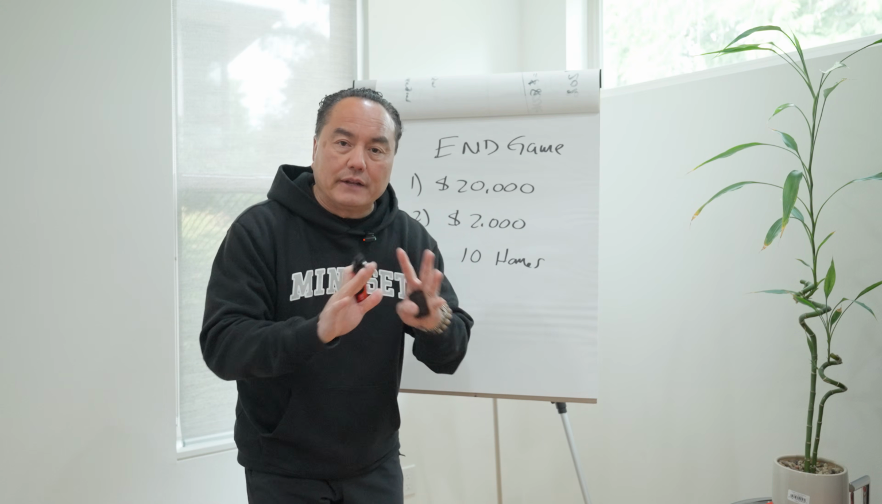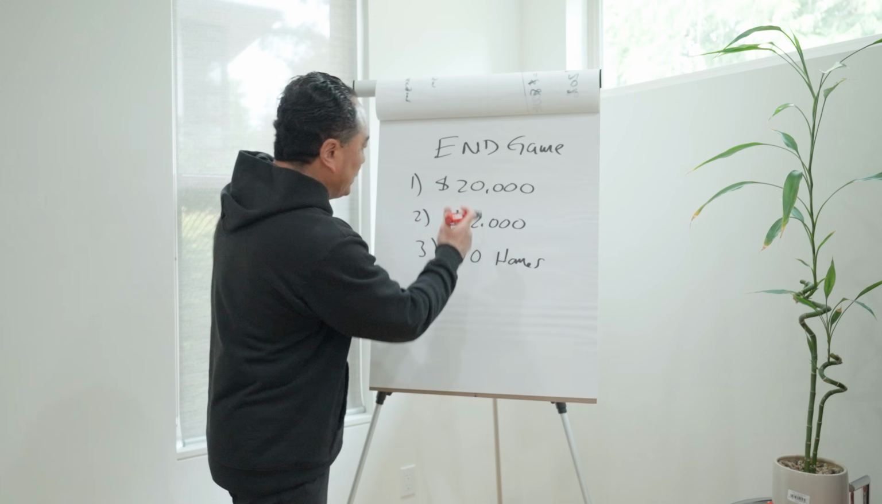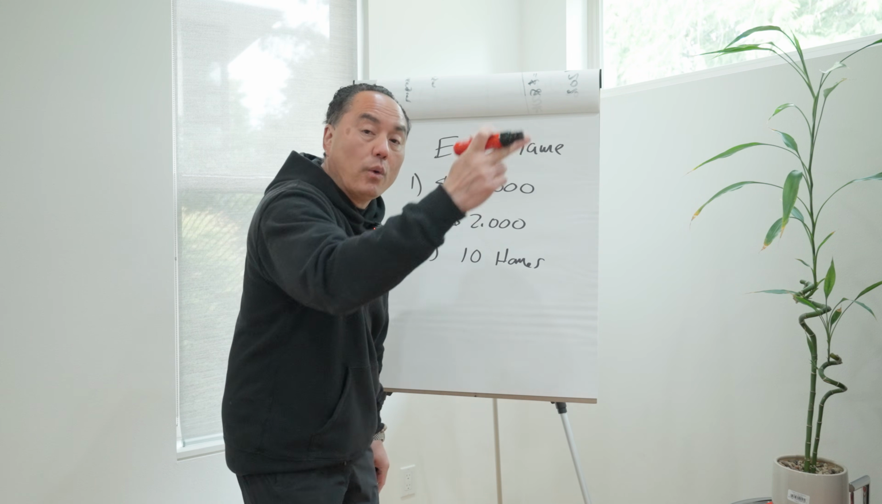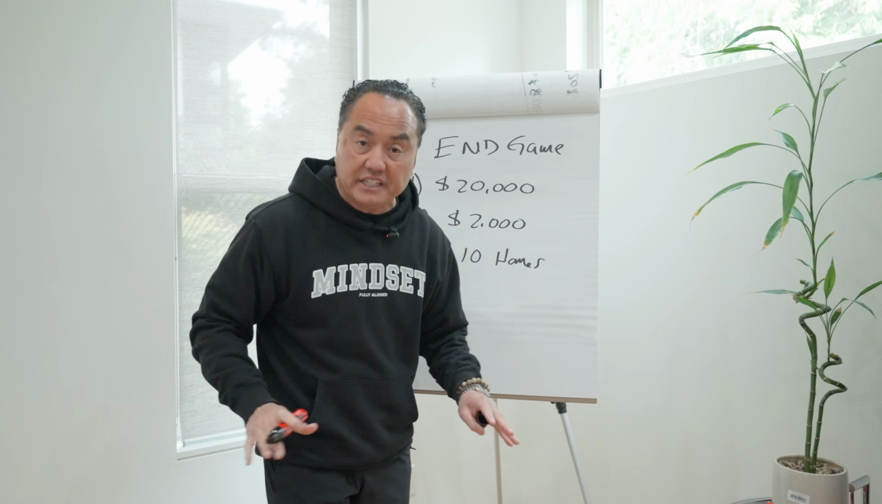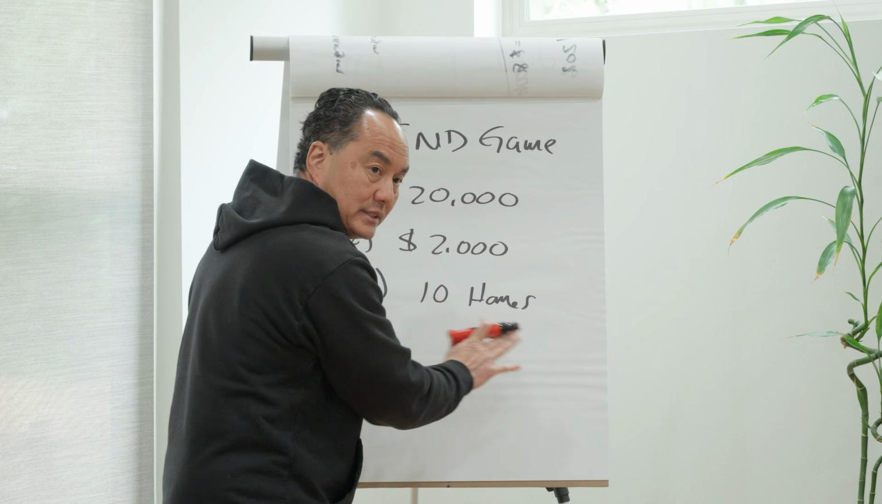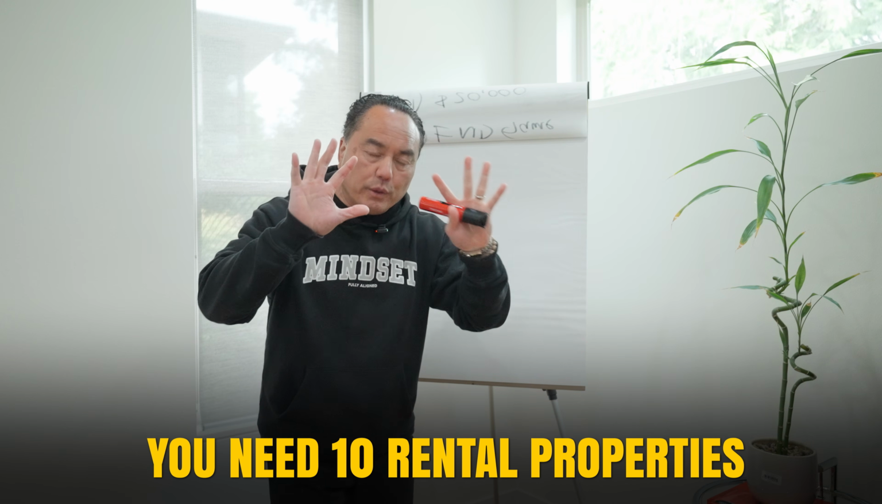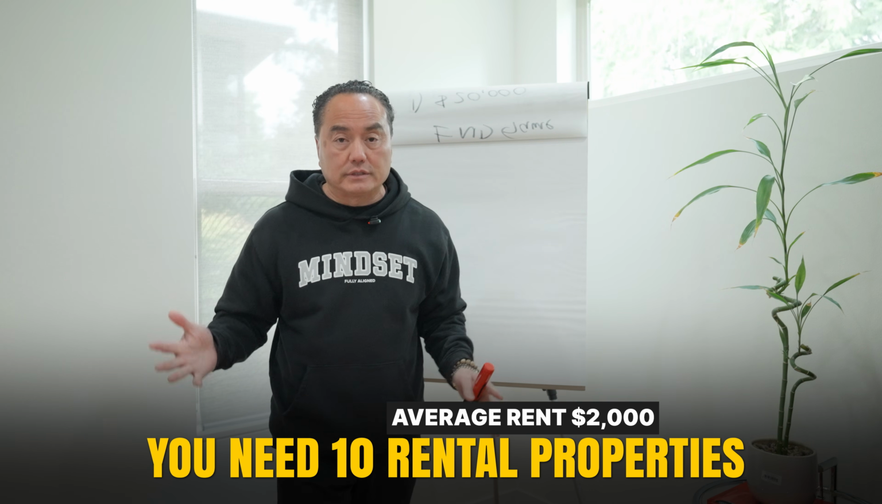And the key is debt-free. If you're debt-free, you're going to have 20 grand a month and then it keeps going. Folks, you'll all be living good. I'm going to show you today how to do this. Now you know you need 10 rental properties at an average rent of $2,000.